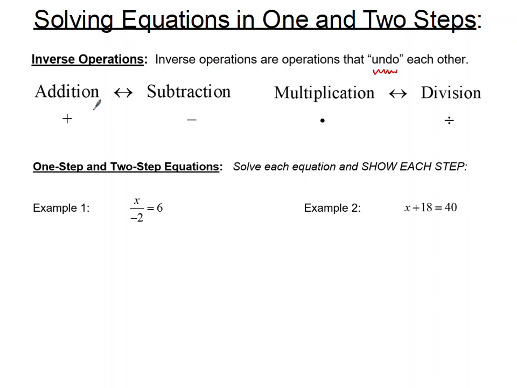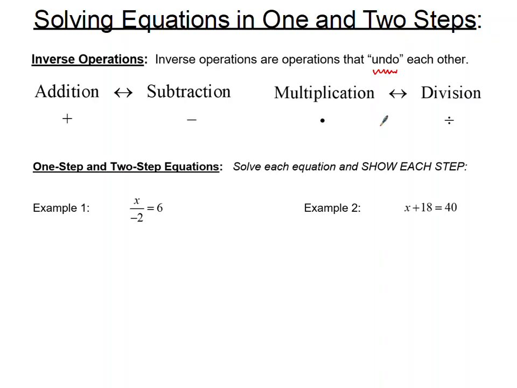For example, addition and subtraction are inverse operations. If we added 3 and then subtracted 3, we would end up in the same spot because they undo each other. Multiplication and division are also inverse operations. If we multiply by -2 and then divide by -2, we would end up in the same spot because they undo each other. And that's the game we're playing today.